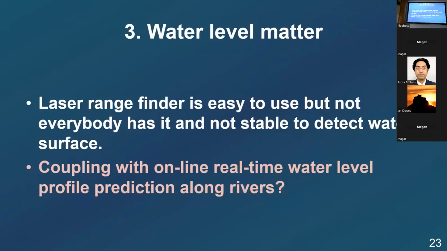Third problem, water level mapping. The laser range finder is easy to use, but not everybody has it in the field, and it is not stable to detect the water surface. Coupled with an online real-time flood water level prediction model along rivers, maybe one ultimate solution to obtain water level everywhere safely.